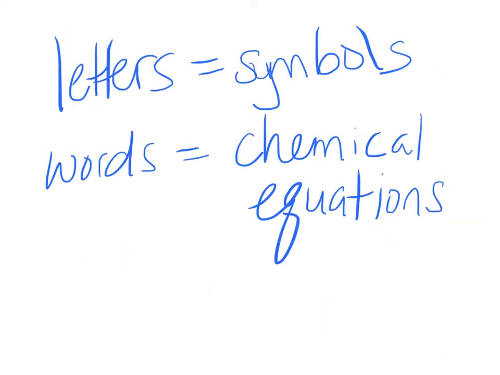Instead of having numbers and variables like you do in math, in chemistry, it's more like writing. The letters are represented by symbols. We put symbols together to make chemical equations, just like we put letters together to make words. We put words together to make sentences, which is how we write a chemical equation.